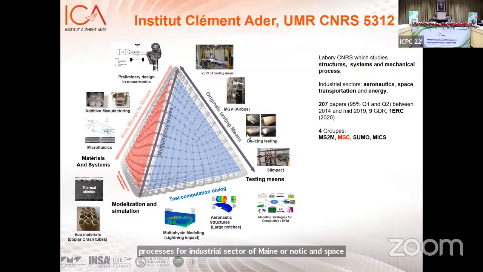So we have developed horizontal testing means. I will show you in the next slide. We are working, for example, on multi-physics issues, like lightning strike on fuselage and large notch and so on. We are working on different materials, including some eco materials. It's a more important subject, and I know that my colleagues of Faisalabad are aware of it. And we have developed a specific modeling strategy for composite structures, especially for aeronautics.